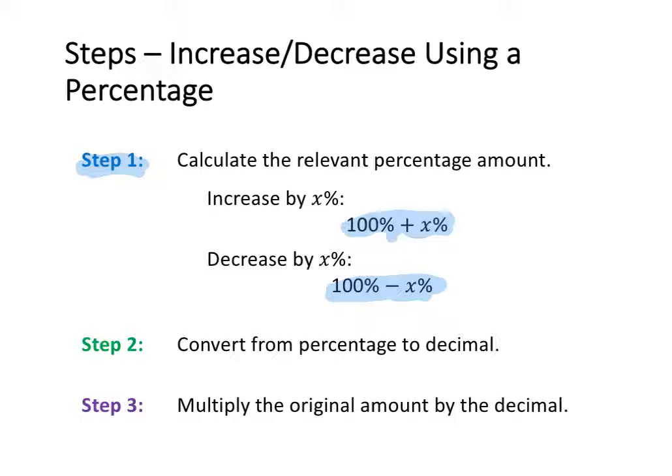Once we have calculated that relevant percentage amount, step 2 is to convert it from a percentage to a decimal, and we'll do that by dividing by 100. And then step 3 is to multiply that original amount by the decimal to get our increased or decreased amount. So following those three steps, let's have a look at an example of a word problem involving an increase or decrease by a percentage amount.